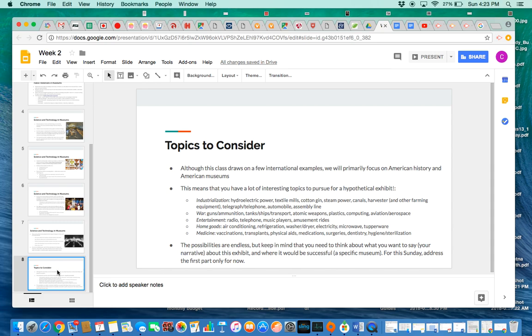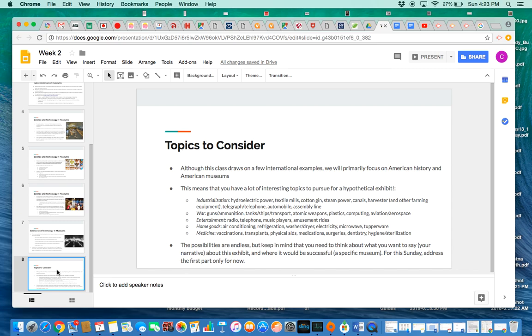The main thing that I'm going to say here is you have to think about what the narrative is. What do you want to say in the exhibit? It's not just that you think the topic is interesting. You have to have an argument, just like you do for a paper. There's something that you need to say in the exhibit when you present it.